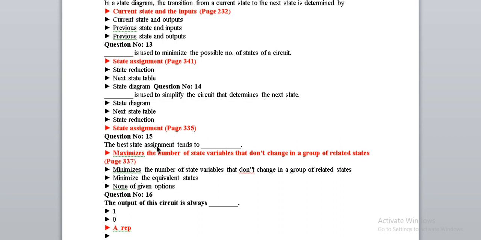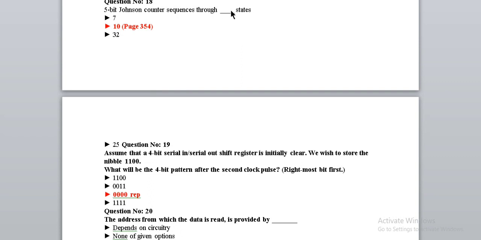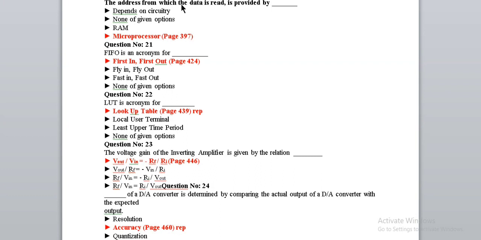The best state assignment tends to maximize the number of state variables that don't change in a group of related states. A 5-bit Johnson counter sequences through 10 states. The address from which data is read is provided by the microprocessor. FIFO is an acronym for first in first out. LUT is an acronym for lookup table.